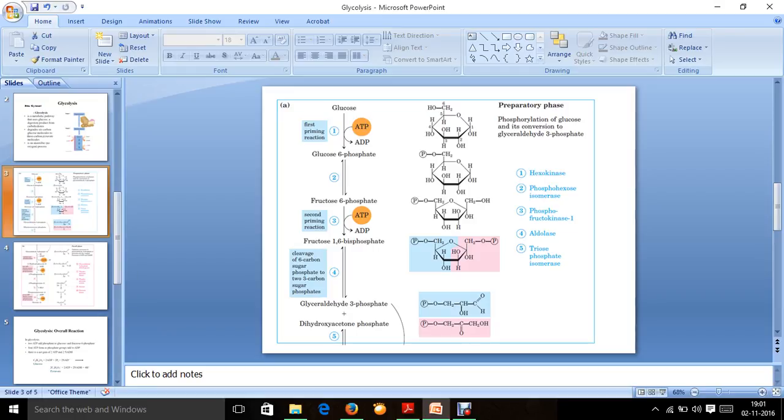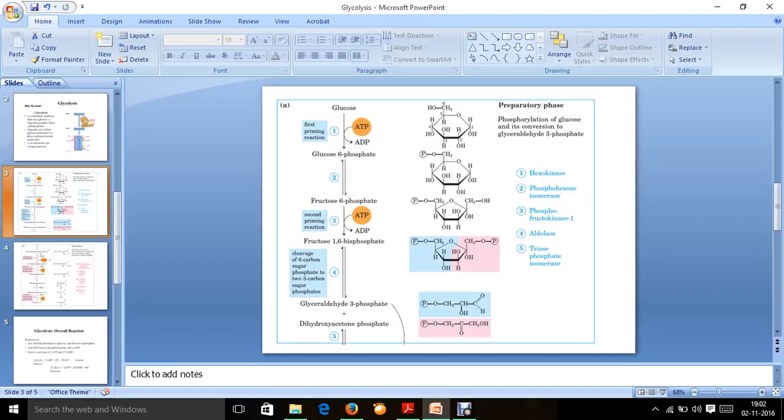Now we'll move on to the third reaction, which is again a phosphorylation step. In this step, fructose 6-phosphate again accepts a phosphate from ATP, forming fructose 1,6-bisphosphate. Here the enzyme involved is phosphofructokinase 1. The incoming phosphate group is added to the first carbon position of fructose 6-phosphate, thereby making it fructose 1,6-bisphosphate. So it is the second step in this preparatory phase where we require one molecule of ATP to transfer the phosphate group to fructose 6-phosphate.